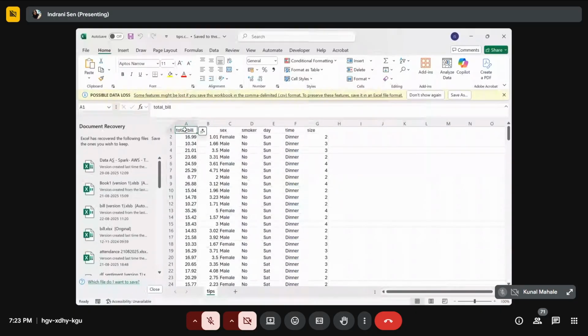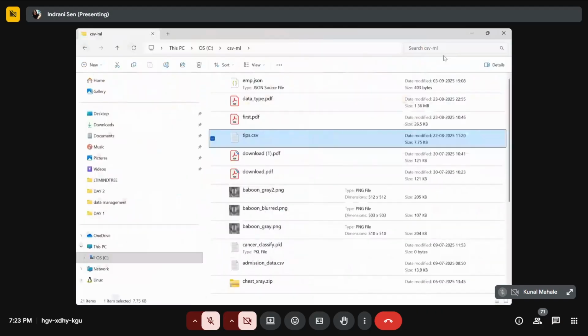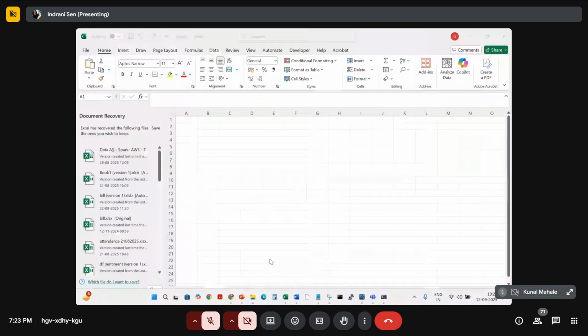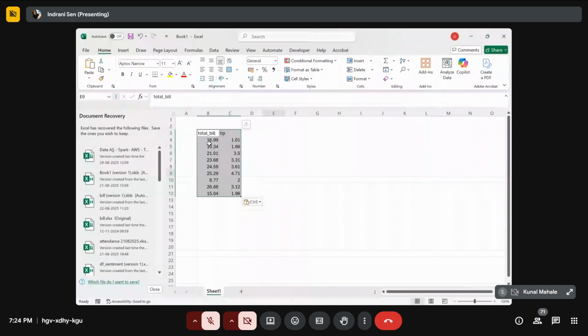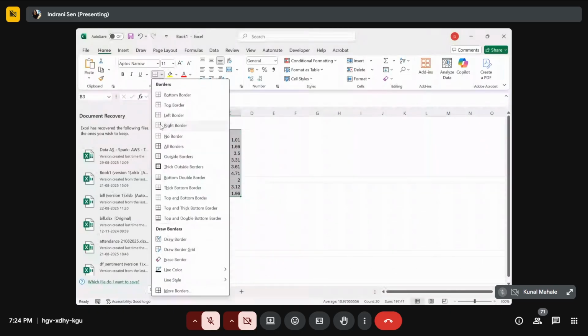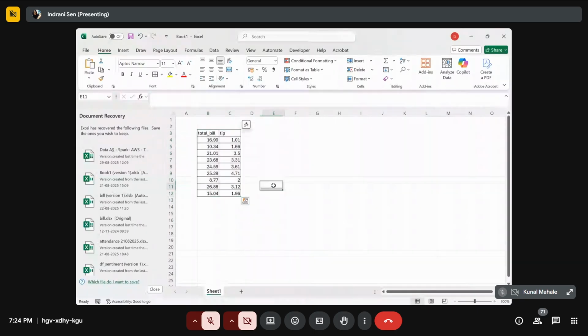Okay, so for example, let's take this total bill, and I'm copying just 10 values here. I'm just going to calculate the variance. So let's take total bill and calculate the variance of this. Okay, now I'm going to calculate the variance.